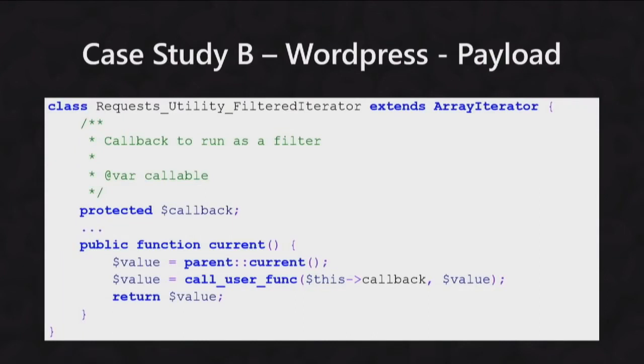And this is one of the few classes that looks particularly interesting. They've got this class called request utility filtered iterator, which is an array iterator. So you can basically set this as the iterator of an array, and if you iterate through that array, this code is triggered. And this code calls a function which is defined by a property. So provided we can trigger something to go through this array, then we can execute arbitrary code.